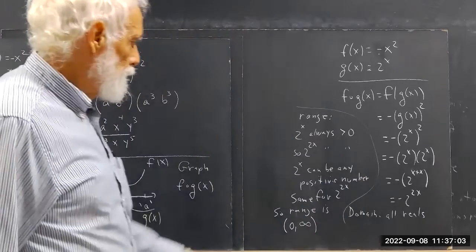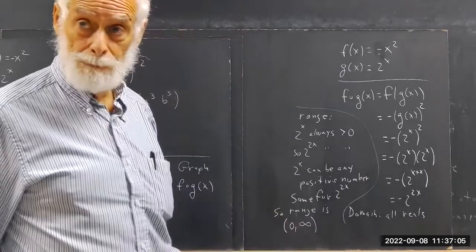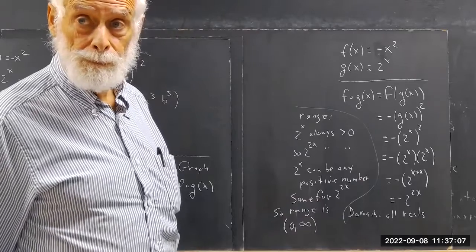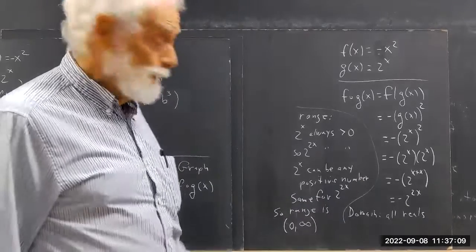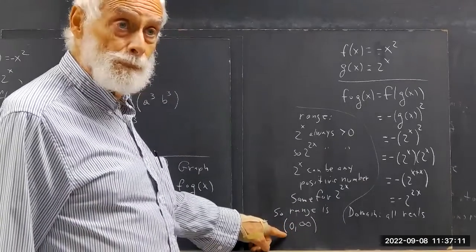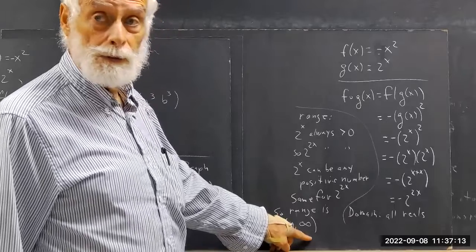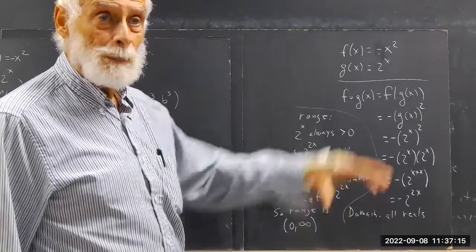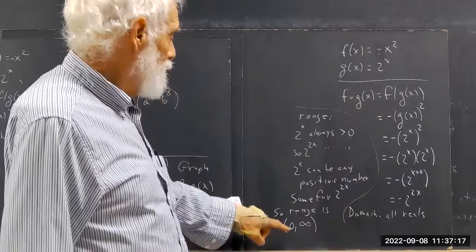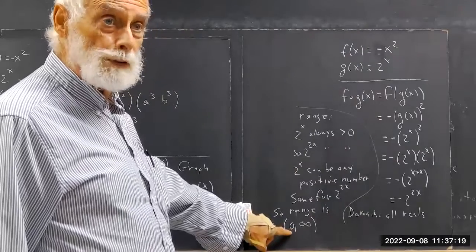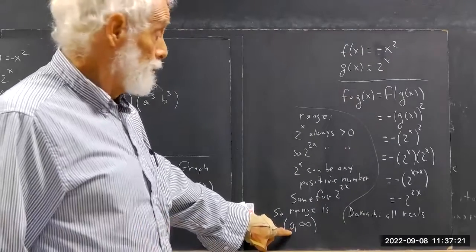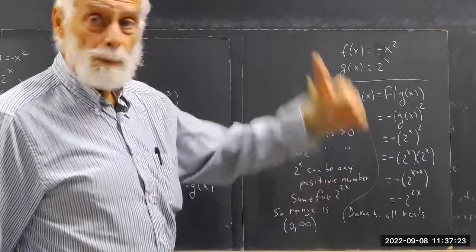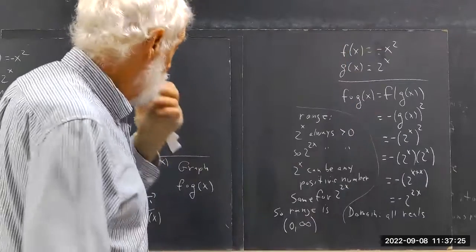So say the range is the interval 0 to infinity in interval notation. Doesn't include 0. Can't include infinity because infinity is not a number, it's just something you approach. This means any number all the way down to 0, but not 0, and any positive number, no matter how big.